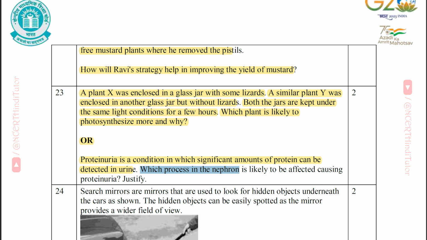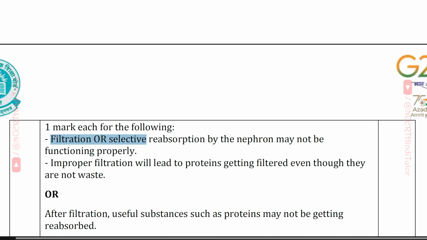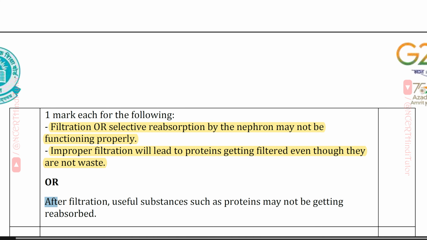Which process in the nephron is likely to be affected, causing proteinuria? Justify. Answer: Filtration or reabsorption by the nephron may not be functioning properly. Improper filtration will lead to proteins getting filtered even though they are not waste. After filtration, useful substances such as proteins may not be getting reabsorbed.